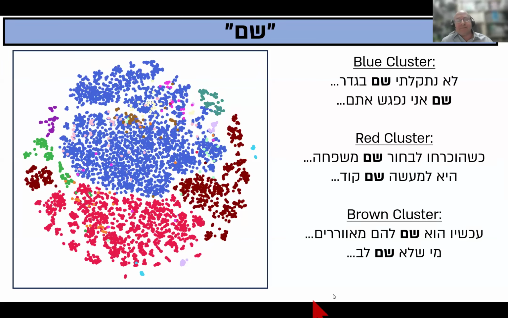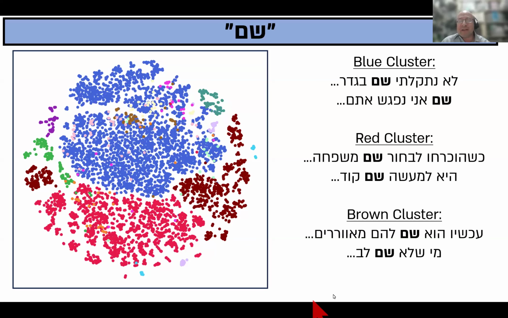Not only do the clusters represent the different usages of this homograph, but the size of the clusters in the graph also represents the natural distribution of these three different usages. Because I took these sentences from the wild, and because you see the relative size of each cluster, you get a sense of the relative size of each of the usages of the word.